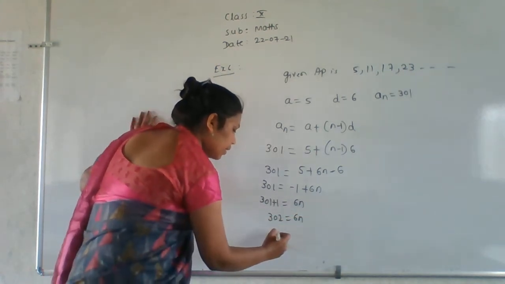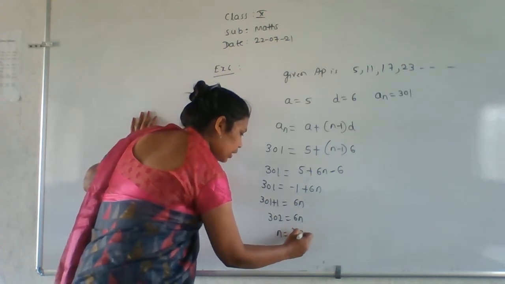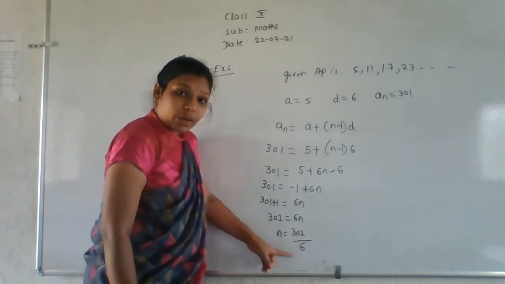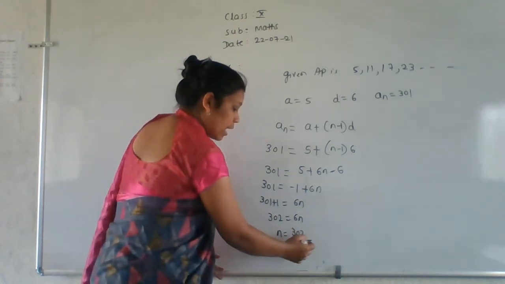And what is n here? n is equal to 302 divided by 6. Now cancel the values.